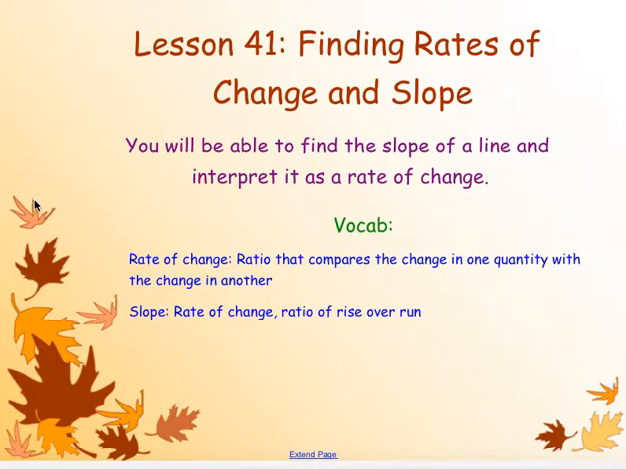Rate of change. It's really just a ratio that compares the change in one quantity to the change in another. So we're looking at the change between the dependent and independent variables. Slope is the rate of change. Really, it's just another word for it, which is the ratio of the rise over the run on a graph.